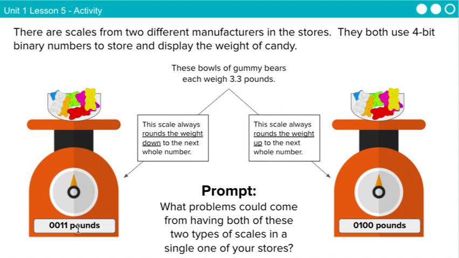0011. That's 3. So if you round 3.3 down, you get 3, right? This scale over here rounds it up to 0100. So from 3.3, it rounds it up to 4.